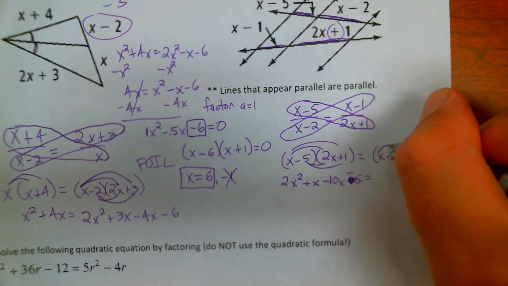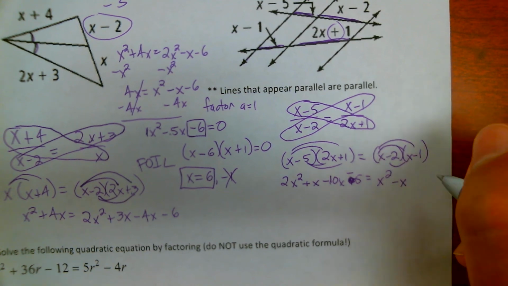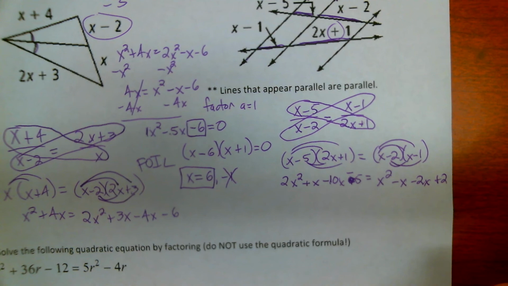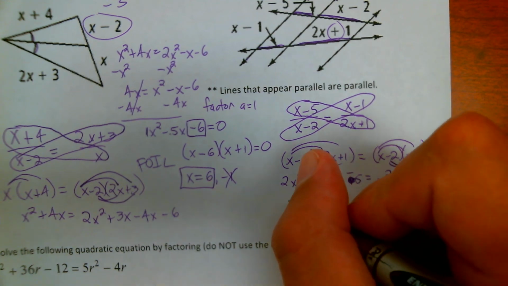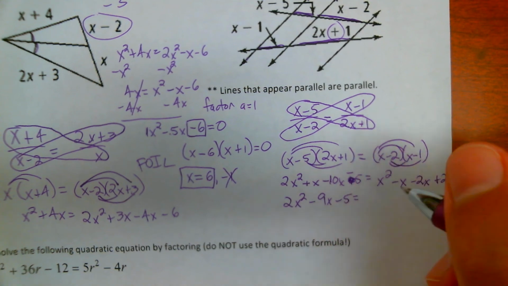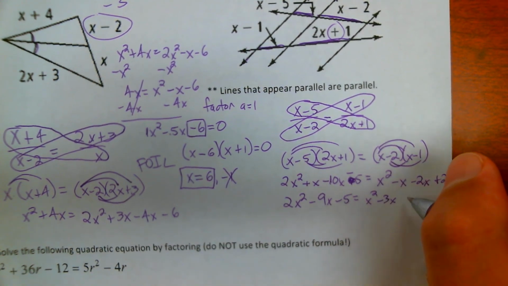Okay, now when I FOIL over here, x times x is x squared. X times negative 1 is negative x. Negative 2 times x is negative 2x. Negative 2 times negative 1 is a positive 2. Let's combine our like terms. Over here I have 2x squared minus 9x minus 5 equals, this is x squared, combine those, minus 3x plus 2.